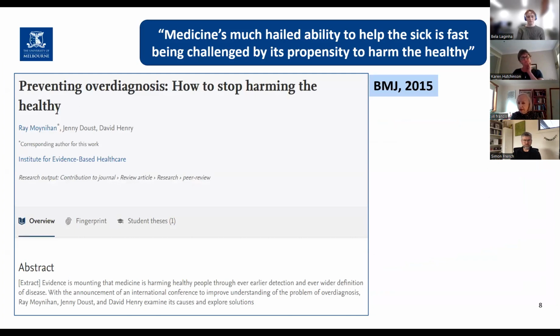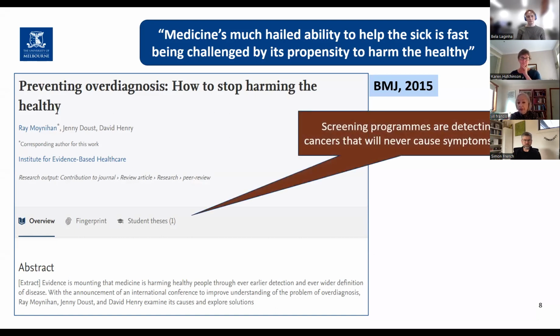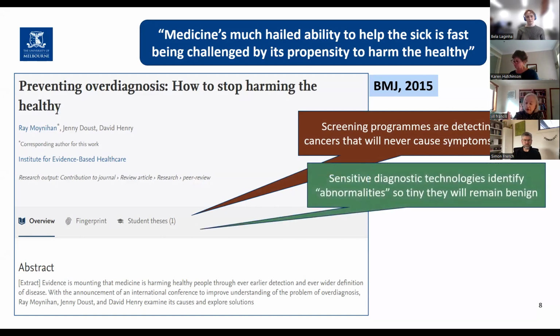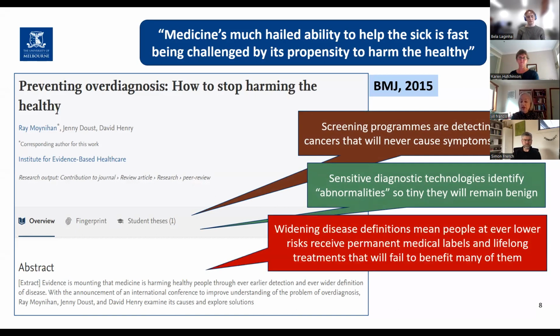We've also got the problem of over-diagnosis, not just over-treatment. And this very nice quote here: the notion that healthcare improves health can be challenged by its propensity to harm the healthy. And they give three types of examples. One, screening programs, detecting early cancers that will never cause symptoms or death. These are quite controversial, I need to say, but arguably these are overdiagnosis issues. Two, sensitive diagnostic technologies that identify abnormalities that are so tiny that they'll remain benign. And three, the widening of disease definitions, meaning that people at ever lower risks receive permanent medical labels and lifelong treatments that will fail to benefit many of them. So the problem of overdiagnosis is included in this low-value care concept.